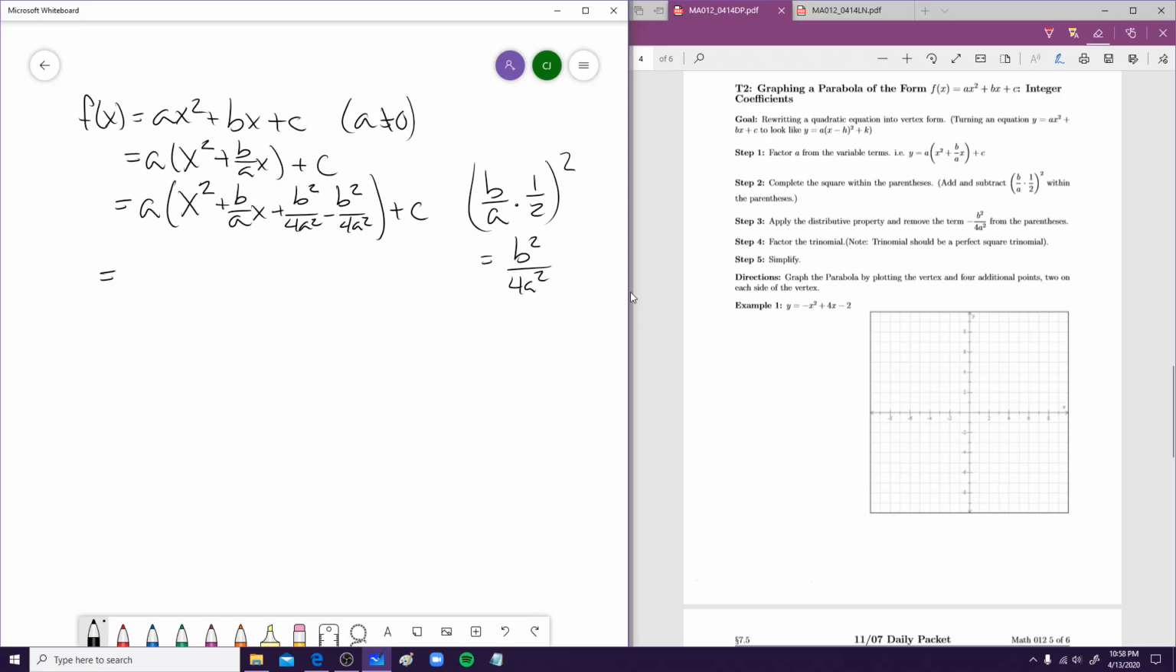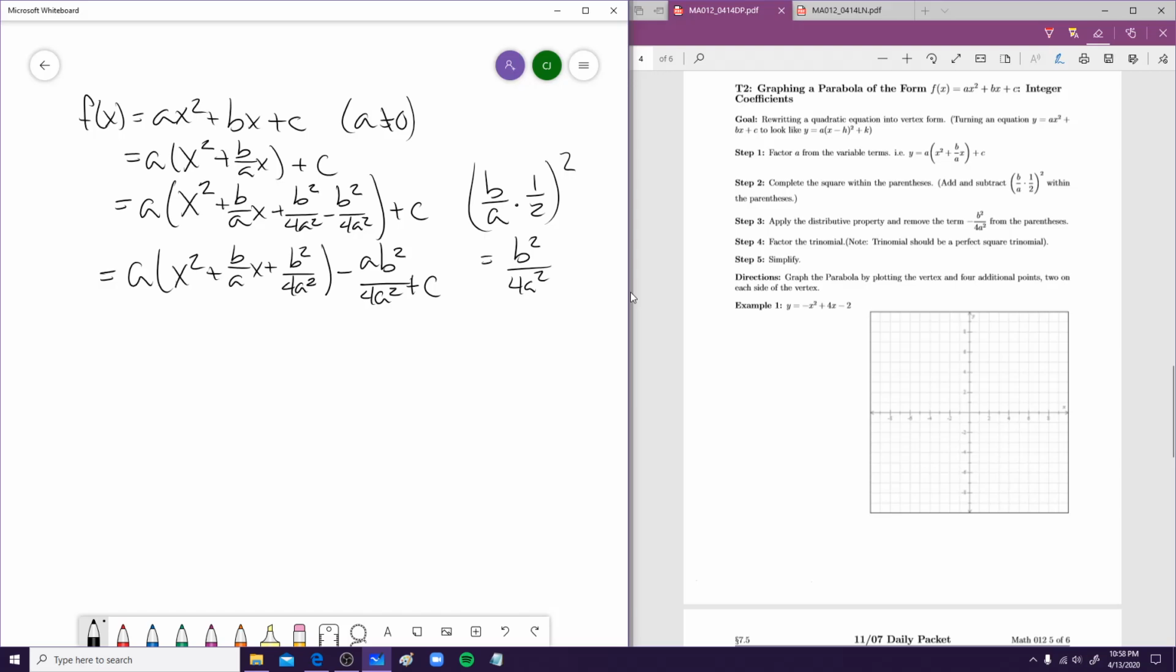one of these terms goes away. So what am I going to do? I'm going to distribute a into the subtraction term, so we can kick it out. So this is a times x squared plus b over a x plus b squared over 4a squared. This is minus, so this is going to be minus a b squared over 4a squared plus c.